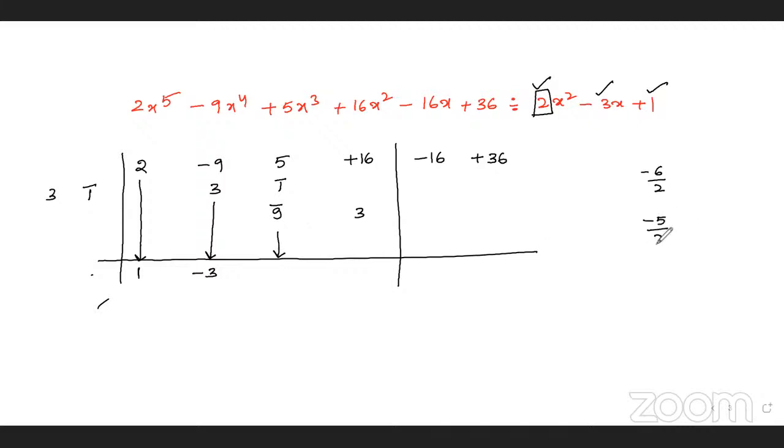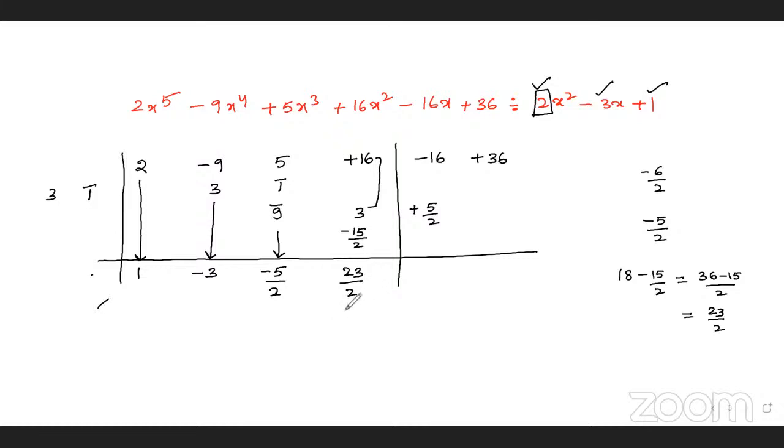Minus 5 divided by 2 is minus 5 divided by 2 only, because it's not exactly divisible. Minus 5 by 2 into 3 gives us minus 15 divided by 2. And minus 5 by 2 into minus 1 gives us plus 5 by 2. Here the sum will be 18 minus 15 by 2, so that gives us 36 minus 15 by 2. Totally we get 23 upon 2.